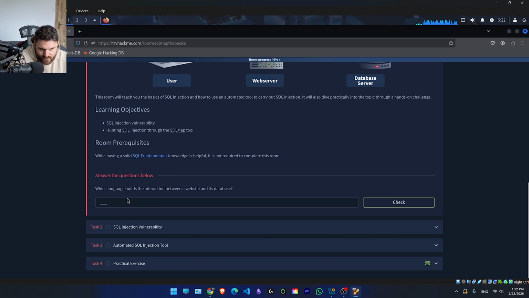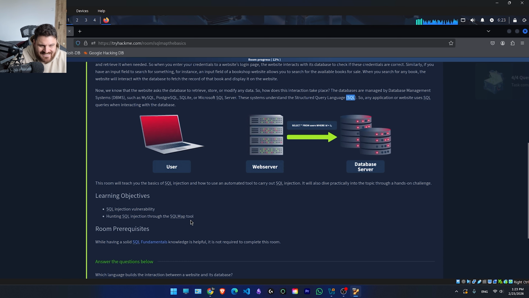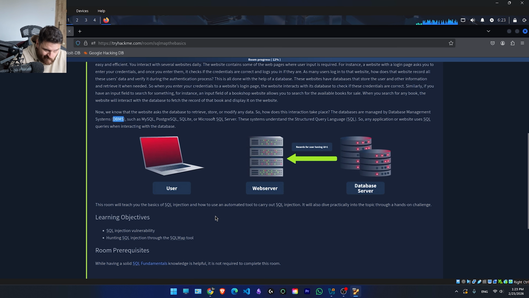Answer the question below. Which language? The language, as I said, is SQL. We have already seen this. This is the language, the syntax that the DBMS uses.